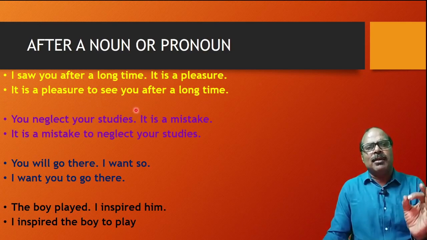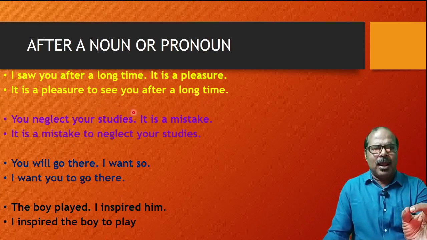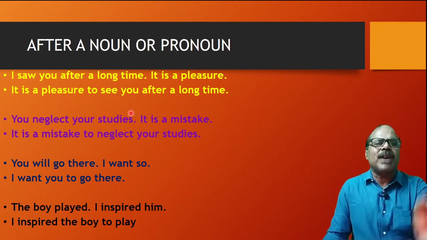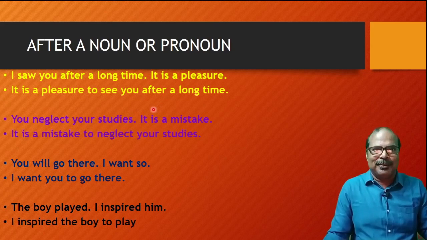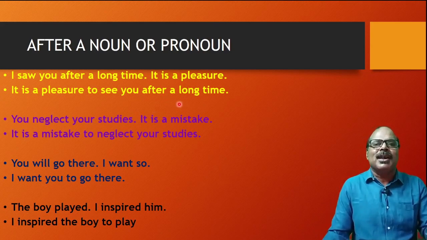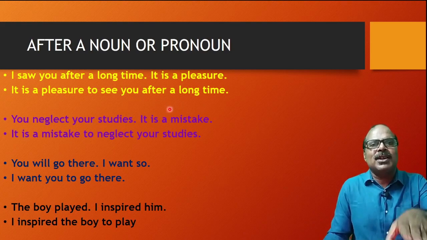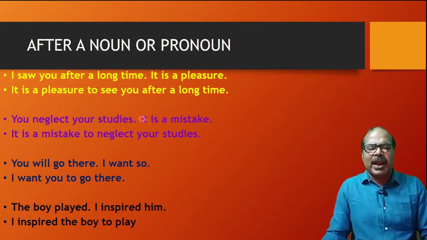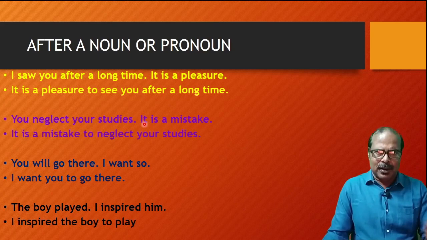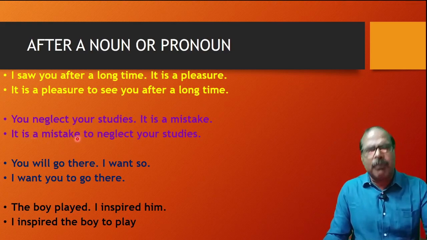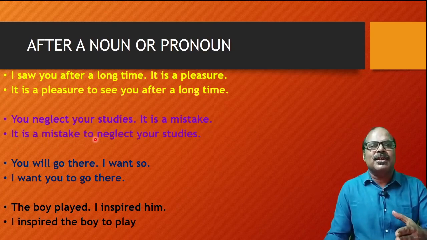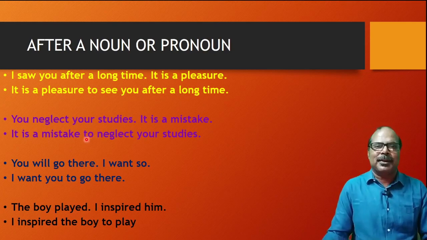That means we can place the infinitive at the position of the subject. To see you after a long time is a pleasure. Then also it remains a simple sentence. You neglect your studies. It's a mistake. It's a mistake to neglect your studies. Mistake is the noun. We can do it the other way: to neglect your studies is a mistake.